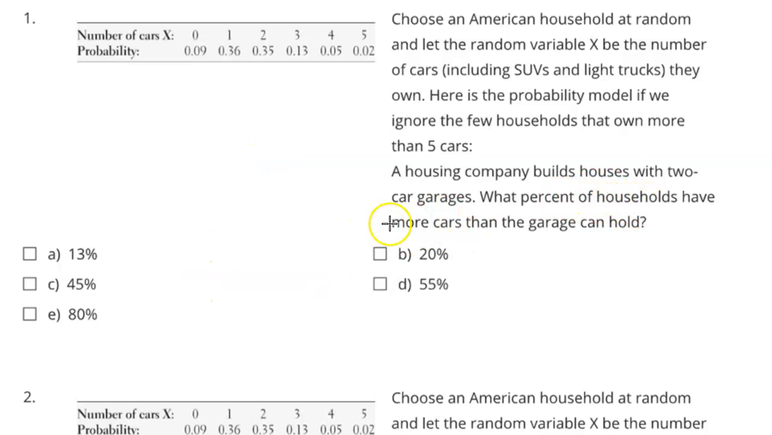What percent of households have more cars than the garage can hold? Well, it says 2-car garages here. So what percentage of households have more cars than the garage can hold? Well, it's 3, 4, and 5. So we add these probabilities together. We got 13, 5, and 2% respectively. That's 20% total. Okay, not that bad.